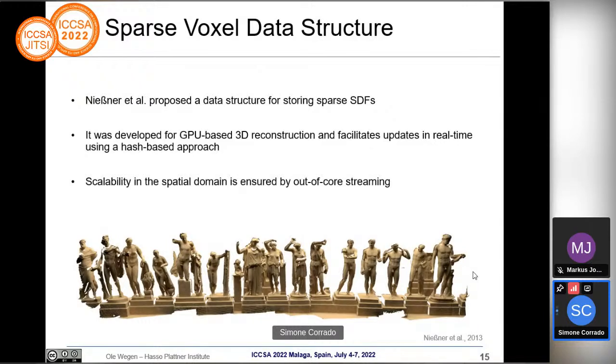They use hash tables for access of the underlying voxel data, which ensures fast access and therefore real-time integration of new data. At the same time, these hash tables can be blocked and streamed in and out. So they provide an out-of-core approach, which is useful for scalability in the spatial domain. It's a very interesting paper. I would recommend that you read it sometime. And here you can see an example of a 3D reconstruction from image data with their approach.